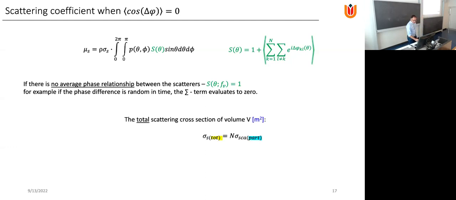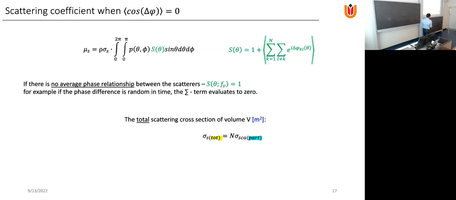And if we then look at the expression for the scattering coefficient, if the structure factor is 1, then the second part of the equation is only the integral of the phase function. That integral of the phase function, by definition, was normalized, so that whole integral would evaluate to 1.